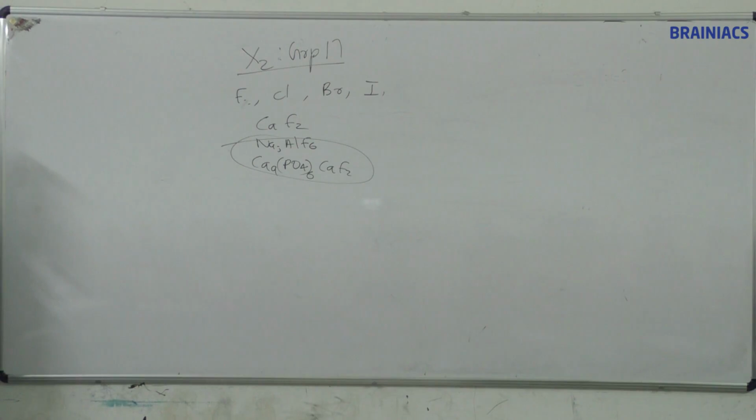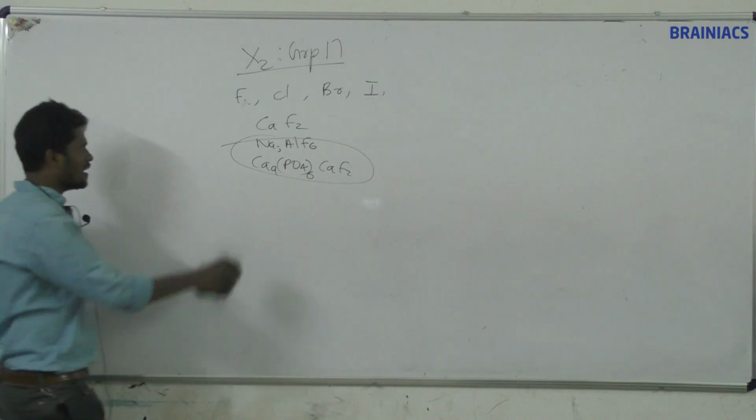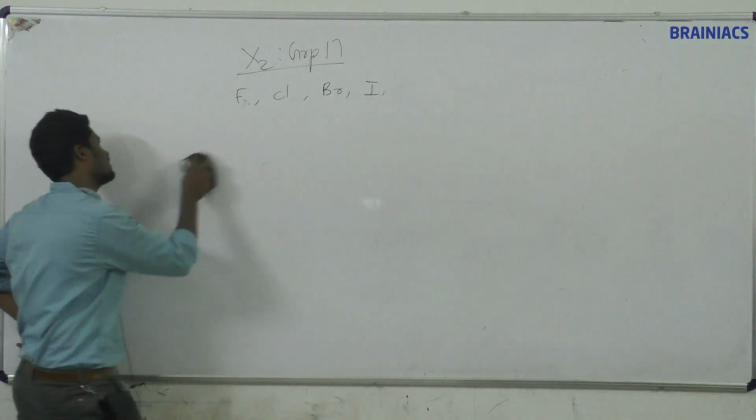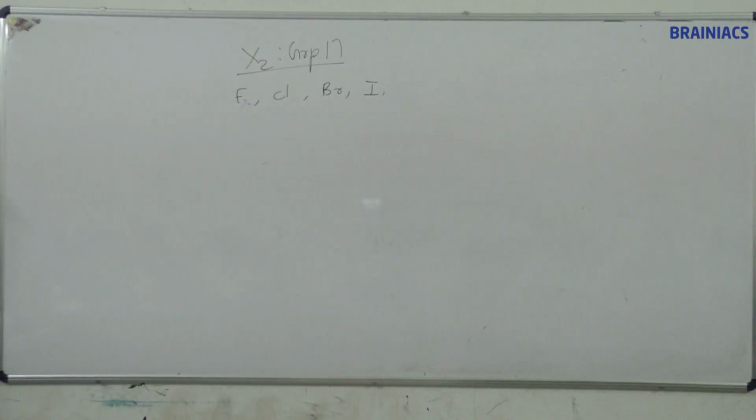Chlorine and bromine exist as what? Halides of alkali and alkaline earth metals. Cl and Br exist as halides of alkali and alkaline earth metals. Mainly present in the sea, as salts: NaCl, KCl.